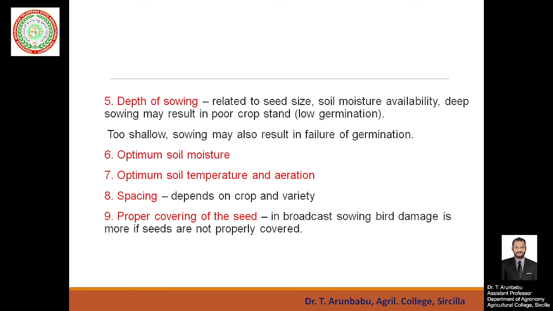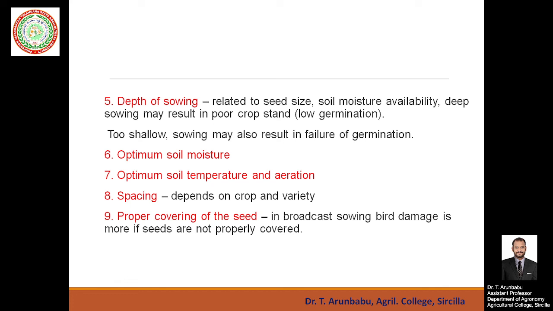Next one is depth of sowing. It is related to seed size and soil moisture availability. Deep sowing may result in a poor crop stand, and too shallow sowing also results in failure of germination. So it is another important factor. Another one is optimum soil moisture. Whenever the seed is sown at the respective depth, optimum soil moisture is required for seed germination and subsequent growth of the crop.